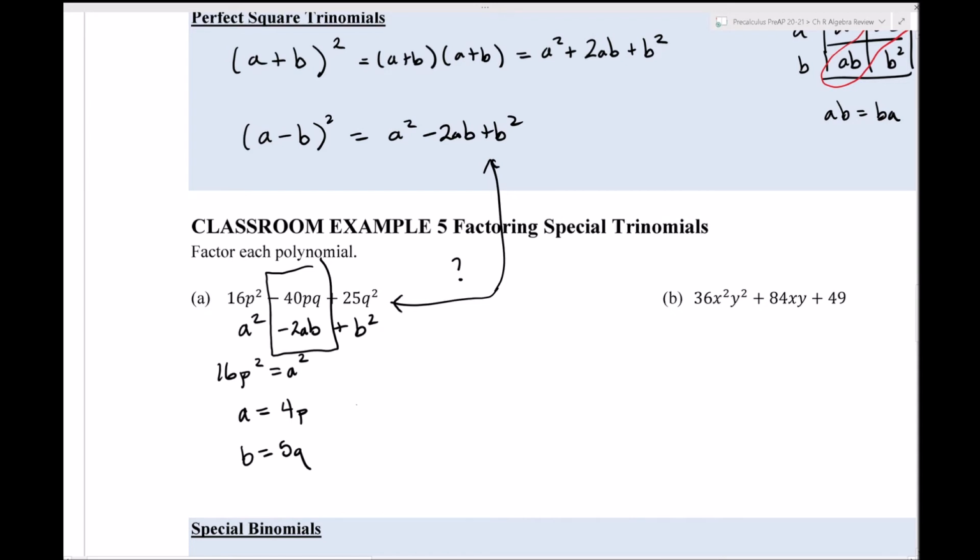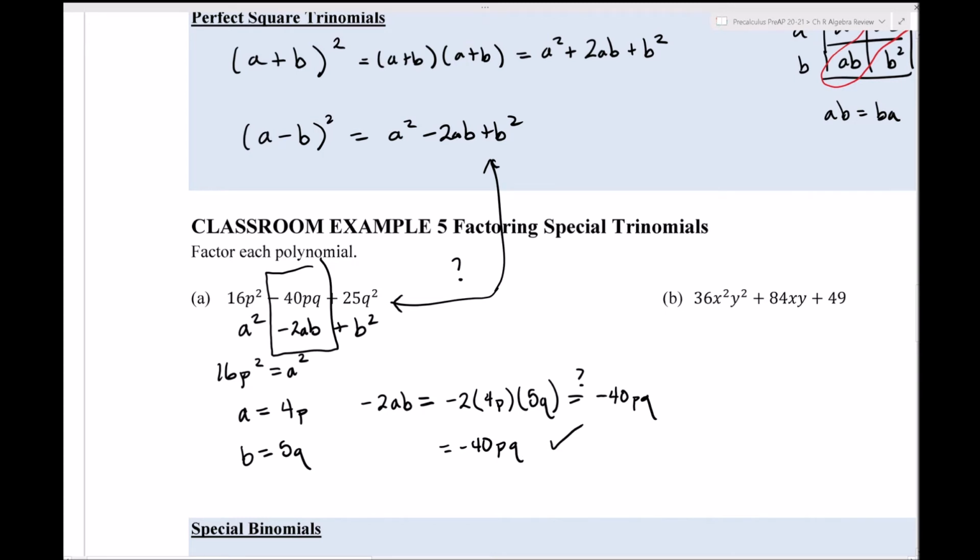When I plug a and b into the formula, negative 2ab, I'm supposed to get negative 40pq. Let's try it. Negative 2, and we're requiring that a is 4p and b is 5q. So let's simplify. Is this equal to negative 40pq? You could check it. Negative 2 times 4 times 5. 4 times 5 is 20, times negative 2 is negative 40. And then there's a p, and then there's a q. And that one does work.